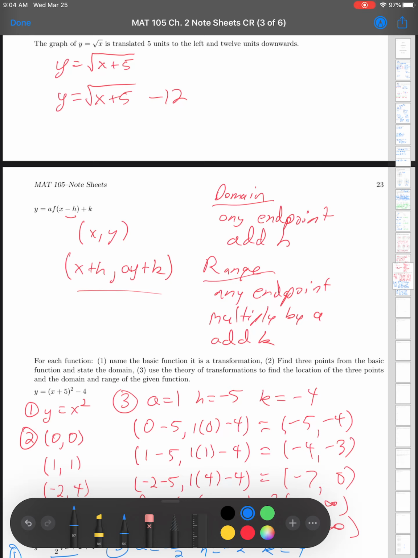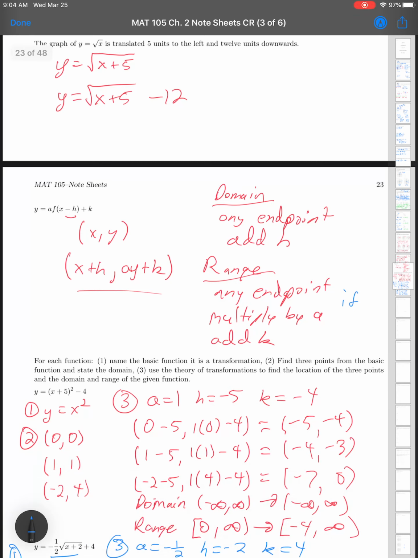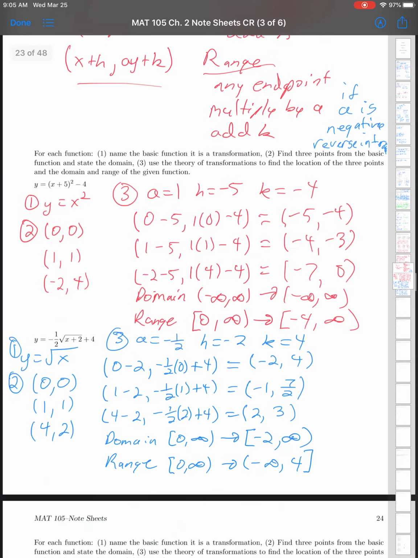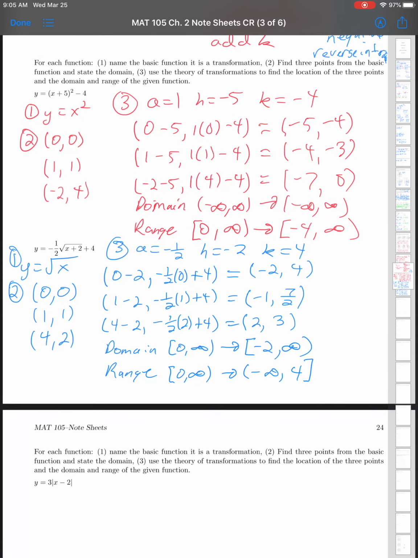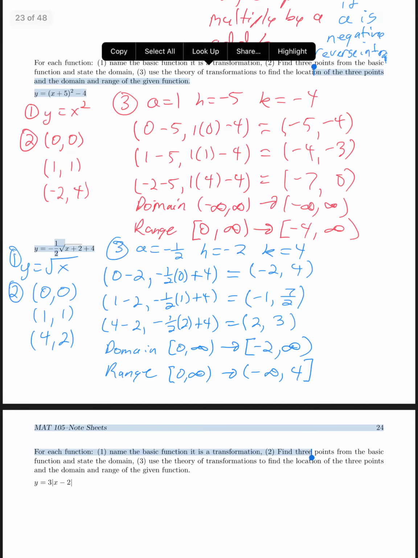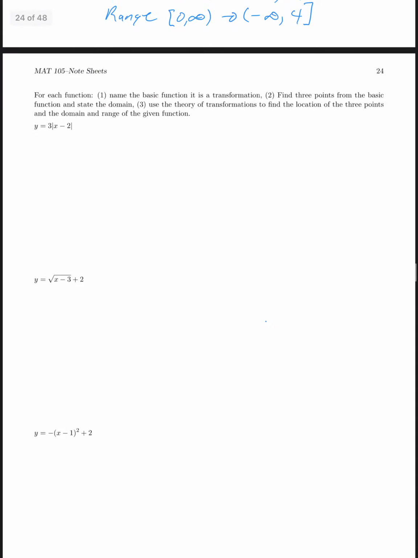So, if a is negative, reverse the interval. So notice that's what we did down here. We had to flip that interval because we multiplied by a -a.